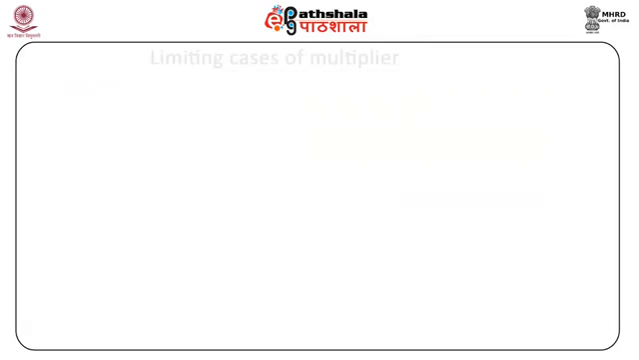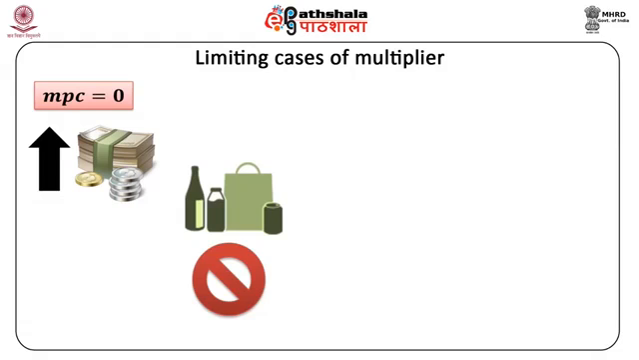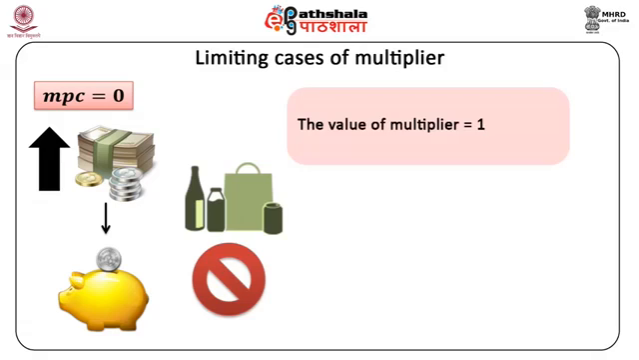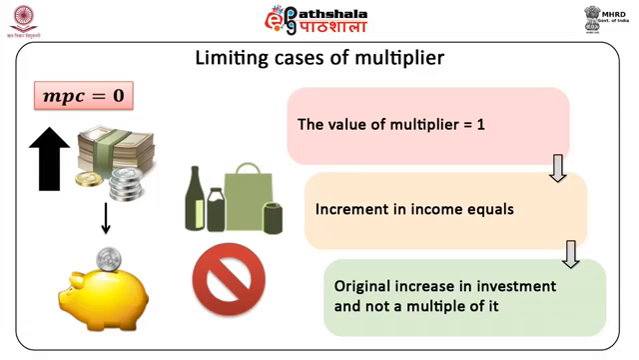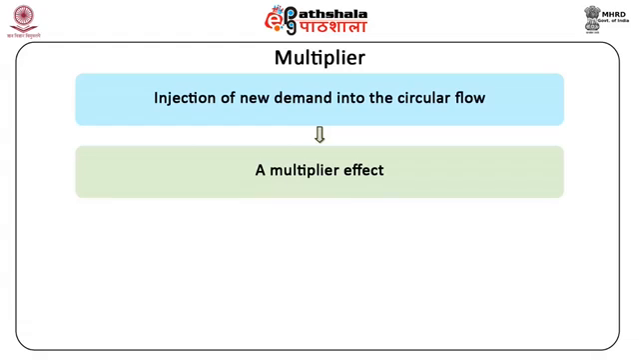goes beyond that. The other limiting case occurs when the marginal propensity to consume is equal to 0. That is, when nothing out of the increment in income is consumed and the whole increment in income is saved. In this case, the value of the multiplier will be equal to 1. That is, in this case, the increment in income will be equal to the original increase in investment and not a multiple of it. Every time there is an injection of new demand into the circular flow, there is likely to be a multiplier effect.